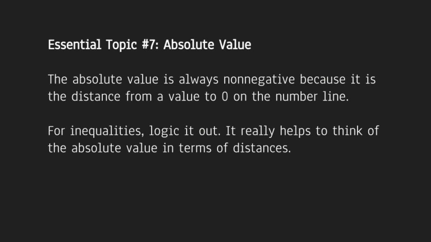Essential topic number 7, absolute value. The absolute value is always non-negative because it is essentially the distance from a value to 0 on a number line. So -1 and 0 have a distance of 1, so the absolute value of -1 would be 1. For inequalities, logic it out. It really helps to think of the absolute value in terms of distances.